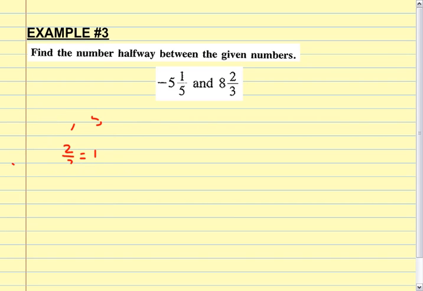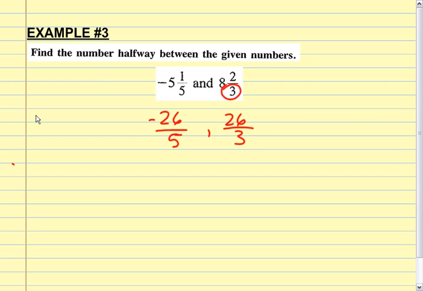All right? So help me with this. Will you change this first one to an improper fraction for me? Not to a decimal, but to an improper fraction. -26 over 5. I don't want to change them to decimals because this is repeating, and that's going to get ugly. Can you change this second one to an improper fraction for me? 26 over 3.